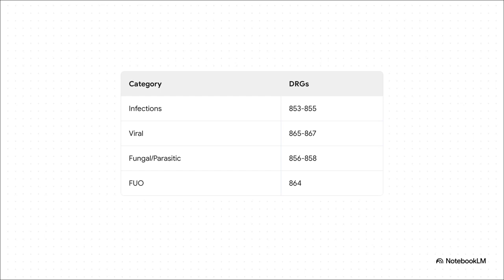Next, we have viral illnesses in DRGs 865 through 867. For these, think severe influenza with systemic complications, acute HIV-related illnesses, or arboviral infections like dengue. We've also got other fungal and parasitic diseases, like candidemia or malaria, mapping to blocks 856 through 858. And finally, sitting in its own completely unique space, we have MS-DRG 864 for fever of unknown origin.